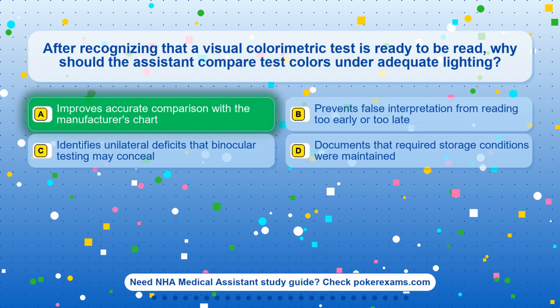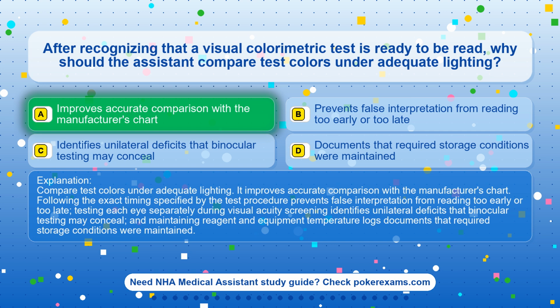The correct answer is option A, improves accurate comparison with the manufacturer's chart. Compare test colors under adequate lighting. It improves accurate comparison with the manufacturer's chart. Following the exact timing specified by the test procedure prevents false interpretation from reading too early or too late. Testing each eye separately during visual acuity screening identifies unilateral deficits that binocular testing may conceal, and maintaining reagent and equipment temperature logs documents that required storage conditions were maintained.